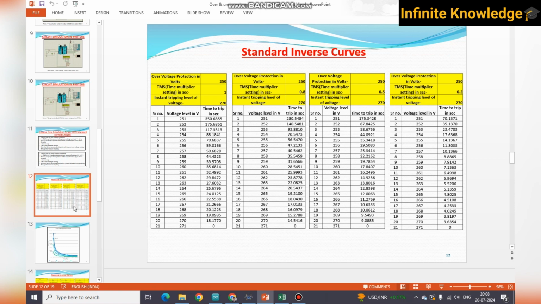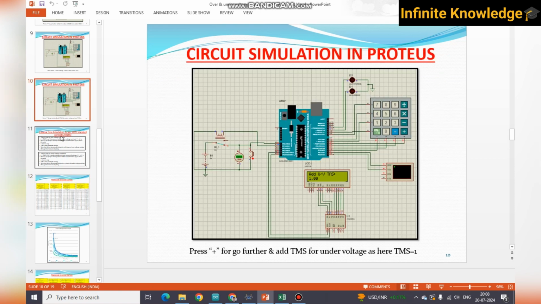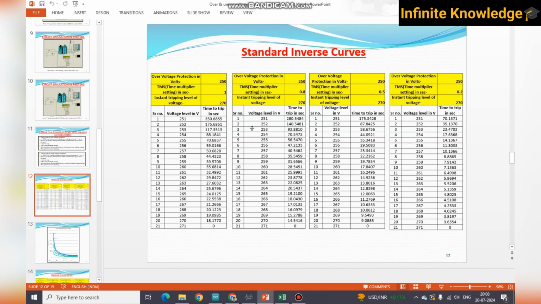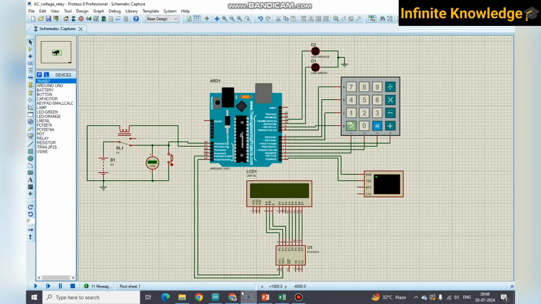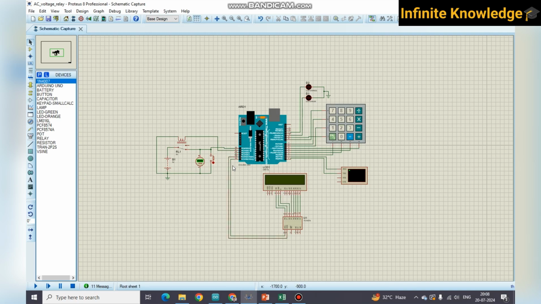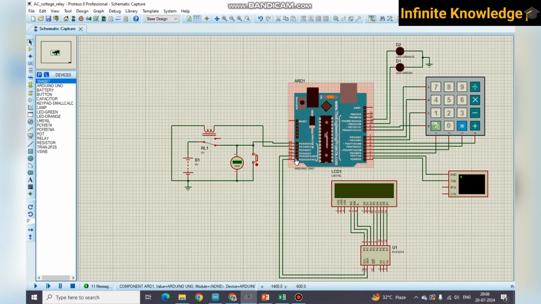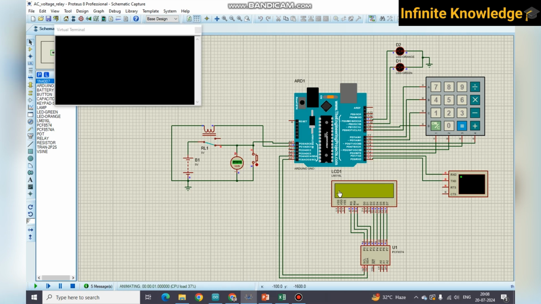Now we go further to the simulation part. First, we will check the simulation and how these standard inverse characteristics are obtained. So I am going back to the simulation part. This is the circuit that you will get in the description box. It's a Proteus simulation circuit, and whenever I start the simulation, you have to add the over voltage.